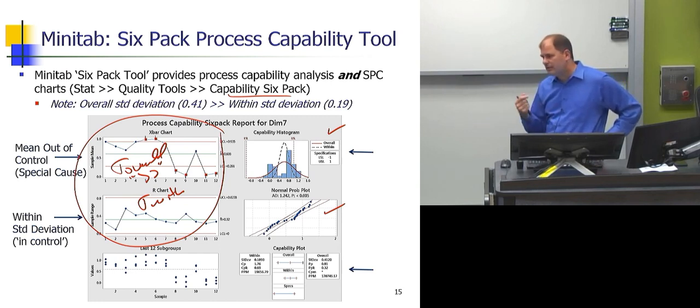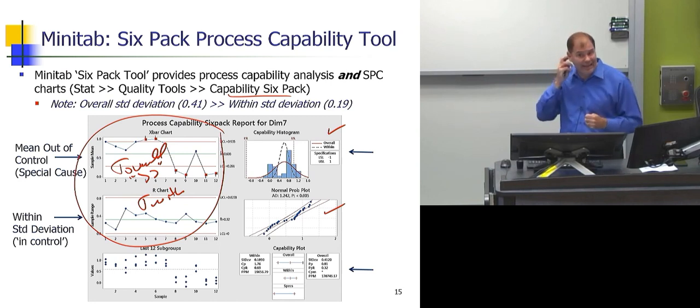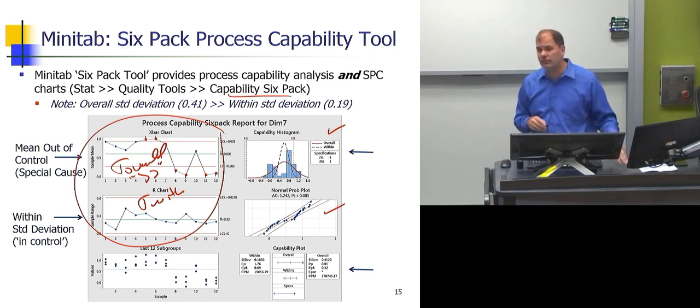I'll rephrase that. Special cause is when the process changes, whether it's an X bar or a range chart. But a range chart is a measure of common cause variation. I'll make a distinction between common cause variation and the word common cause. A range chart is a measure of common cause variation. The words common and special cause can apply to any chart as either I'm in or out of control.